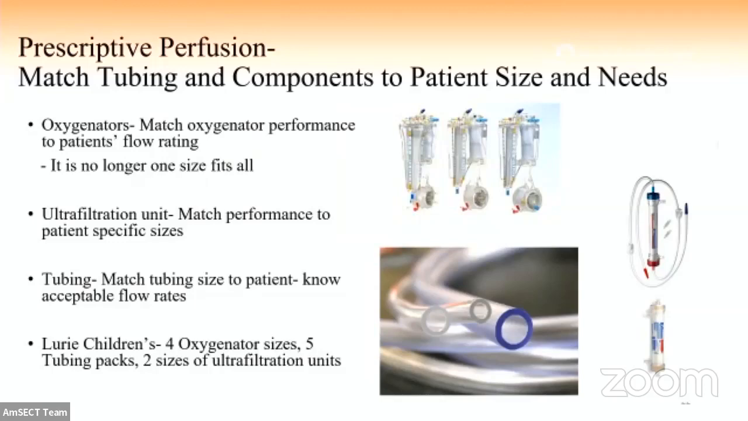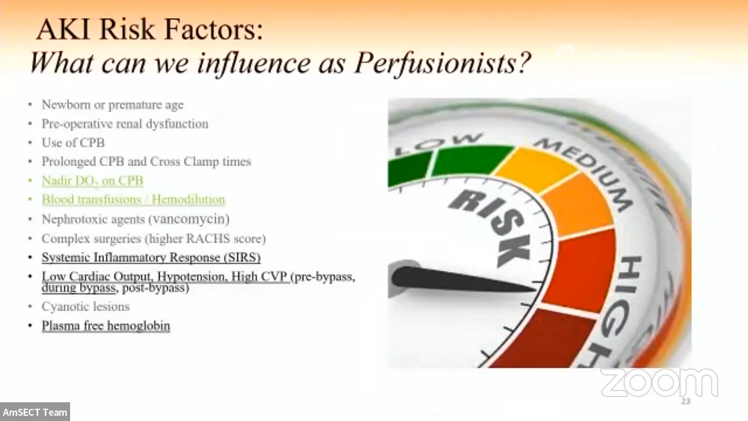Tubing sizes, match tubing size to your patient. Know acceptable flow rates too. It's one thing I ask my students all the time: what is the acceptable flow rate for this size tubing? Oxygenators, we have 4 different size oxygenators, 5 different size tubing packs, and 2 sizes of ultrafiltration units. So we really try to prescriptively match our patient sizes to the equipment that we're using. We also all have the power to limit systemic inflammatory response too.